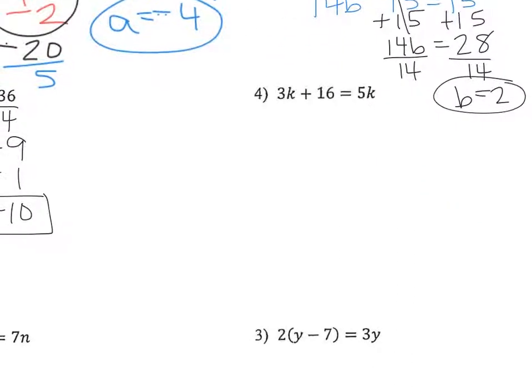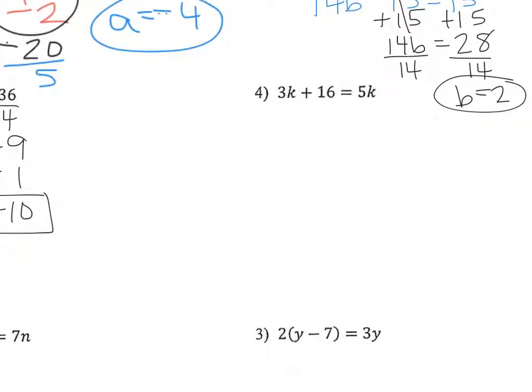Okay, and let's look at 4. So 4, you have k's on both sides. This one has a k, and this one has a k. So you could subtract 5k minus 5k, but the side's going to be 0, which is okay, but I think it's faster if you get rid of 3k. So I'm going to subtract 3k. This cancels out because 3k minus 3k is 0. So now you have 16 equals 2k. And then you're going to divide both sides by 2. So k equals 8 is your answer.